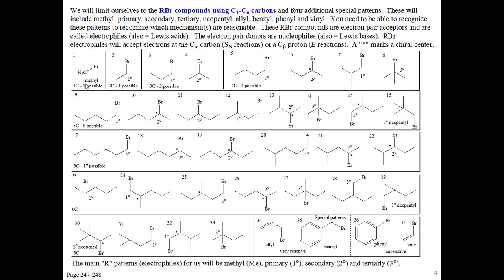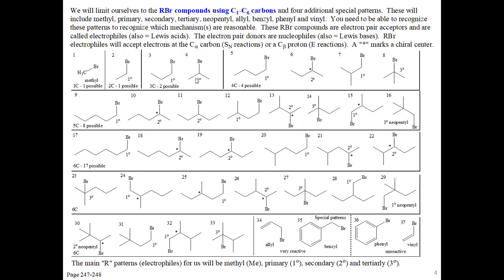The first one is a methyl pattern. That's unique. There's only one of those, just a CH3 bromine. But the primary pattern has a bromine on a carbon that only has one other carbon attached, and that's why it's called primary. So we have lots of those here. Here's a primary, here's a primary, here's a primary, here's a primary, and many more down the page.